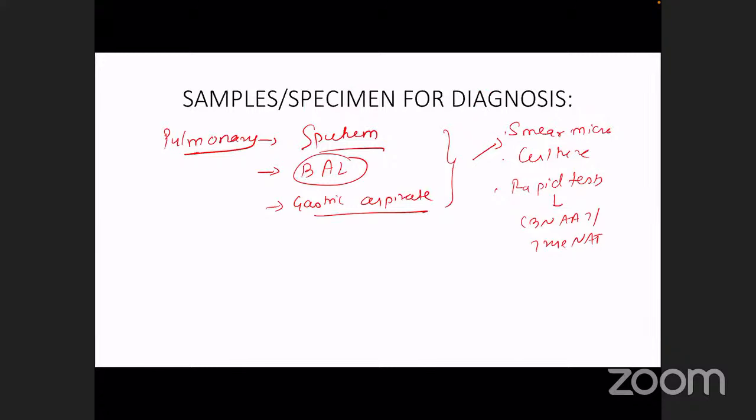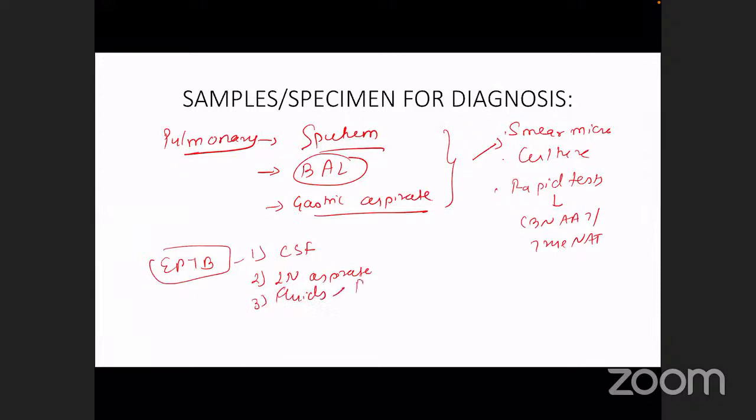Now, for extrapulmonary tuberculosis, based on the site, you will have different samples. Obviously, for TB meningitis, you will have CSF. For lymph node TB, you will have lymph node aspirate. It may be FNAC, it may be in any form, but mostly it is FNAC. Third, you may get the fluids. I hope you all know the fluids, obviously the pleural fluid in case of suspected exudative pleural effusion.